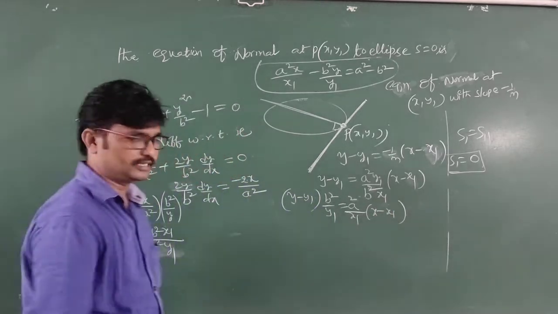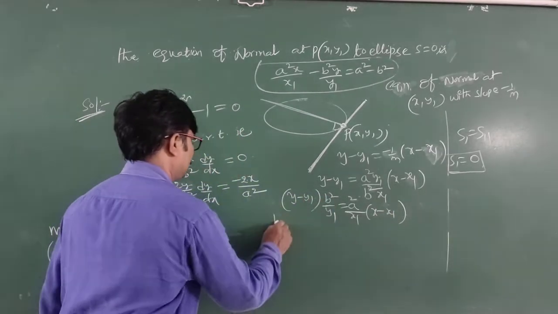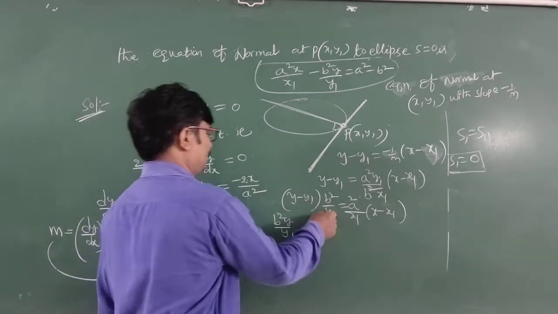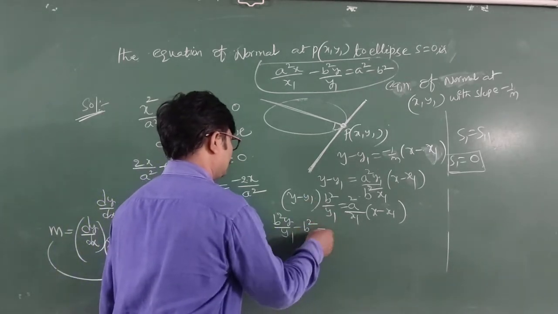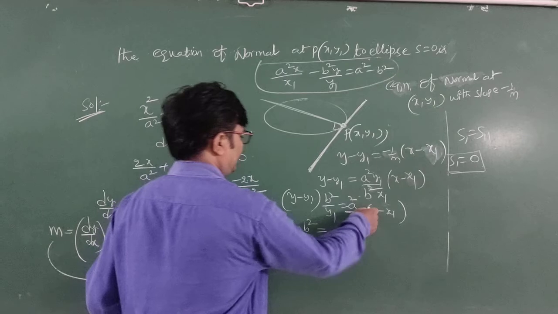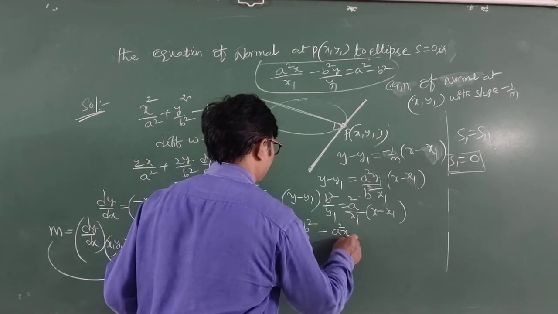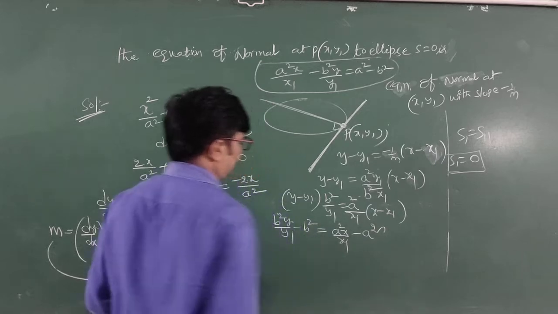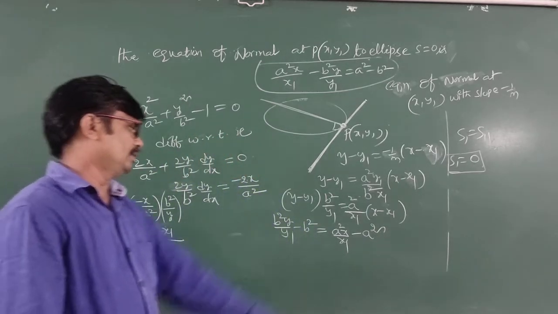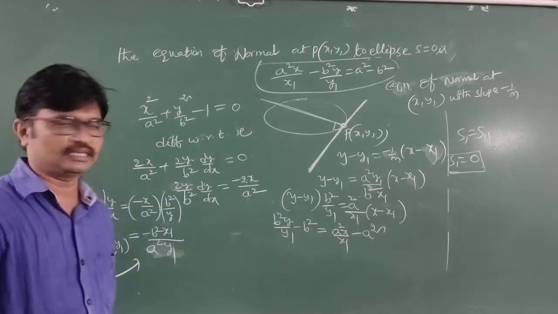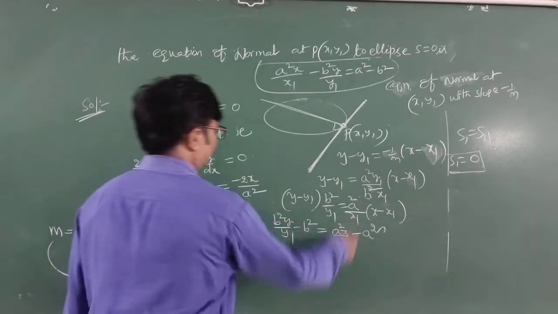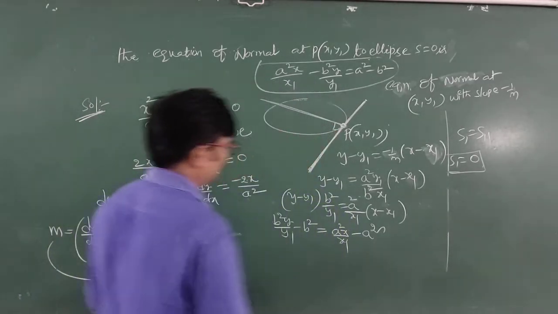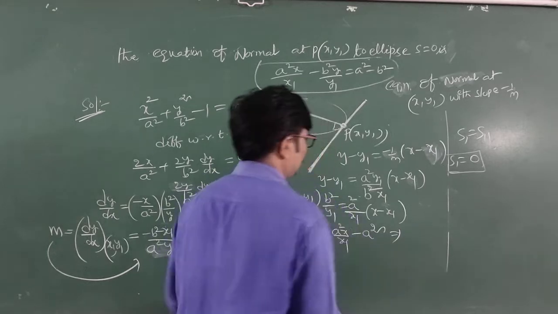My dear students, this is b square y by y1, so after that y1 cancels, this is minus b square. Dear students, this is a square x by x1 minus a square. So the minus a square is sent to the other side as plus a square. What is the equation now?